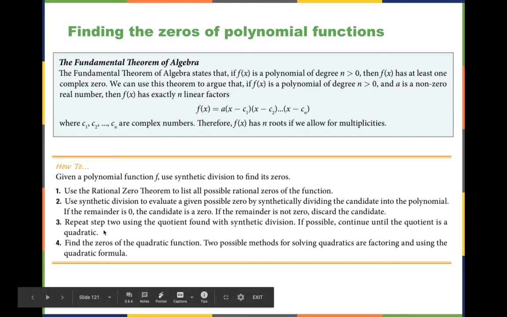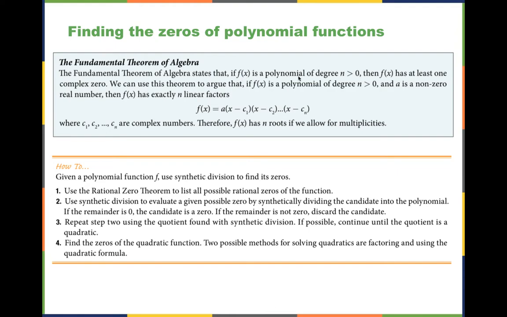Okay, so let's talk about the fundamental theorem of algebra. This says if we have a polynomial of degree n, then it has at least one complex zero. Does it have to be imaginary? No, like 2, a 0, 2 would be a complex zero, right? So it's just saying if you have a polynomial, it's got a zero, and it could be complex, but we've got a zero.